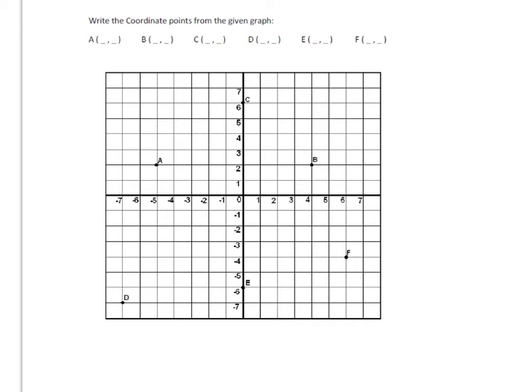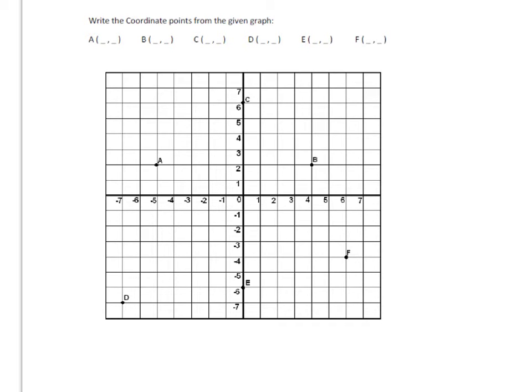On the graph below, there are already points on it. We're going to write the coordinate points from the graph. The first thing you want to do is start in the origin. The origin is going to be the center. So when I start, I'm always going to start at 0. I then am going to move left or right, followed by up or down.